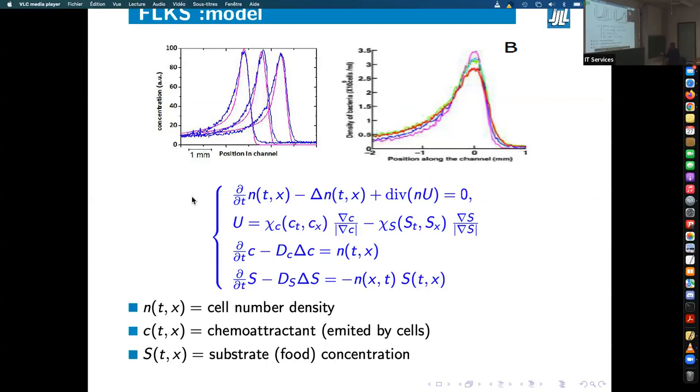What is very surprising is that you have an asymmetry of the pulse. You have a long tail here and a sharp front in here, and the model, the flux-limited Keller-Segel equation, is able to reproduce that precisely. Okay, so this is the reason why we are interested in this equation. It's because it fits perfectly with the experiments, which is not so often in biology.